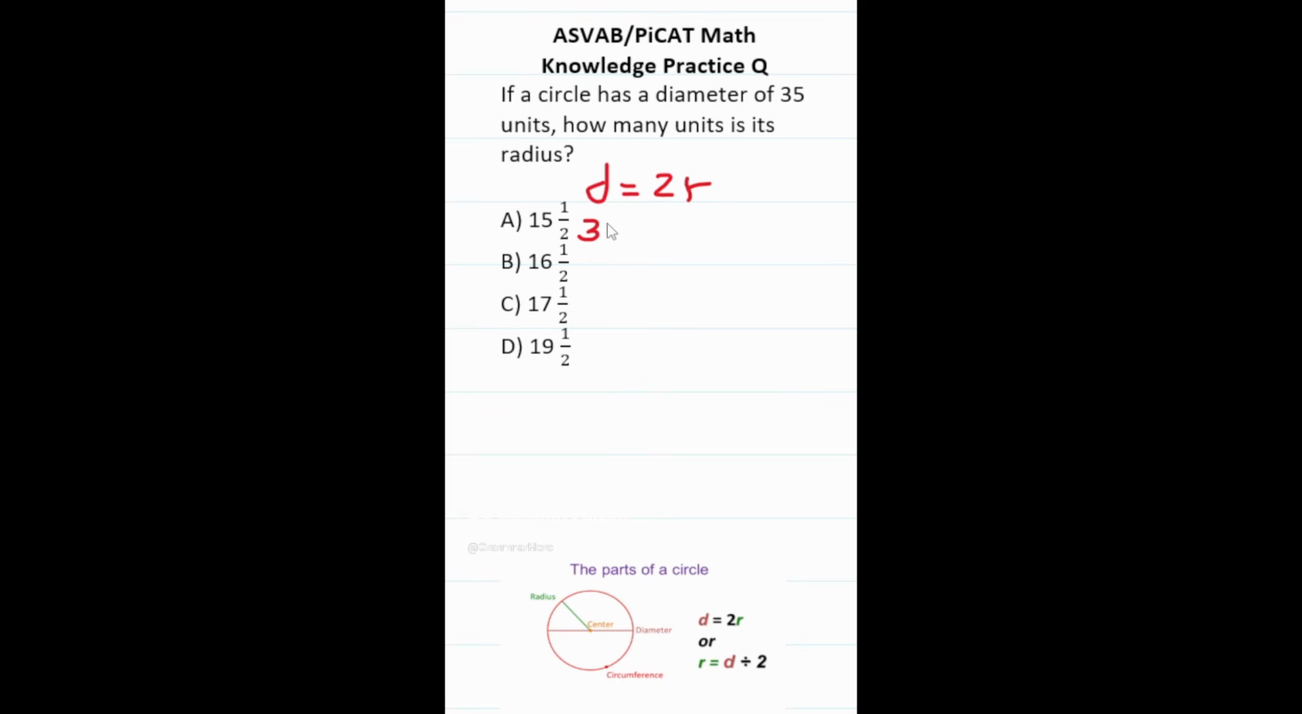In this case, we know our diameter is 35, and we want to solve for r, so to do that, we're going to divide both sides by 2. This crosses out, leaving you with r over here. Now, of course, we got to convert this to a mixed number by doing some long division very quickly.